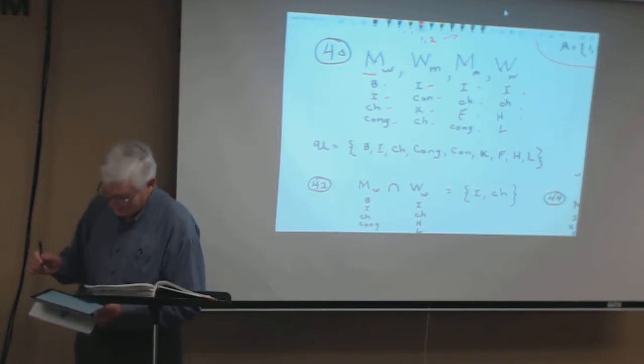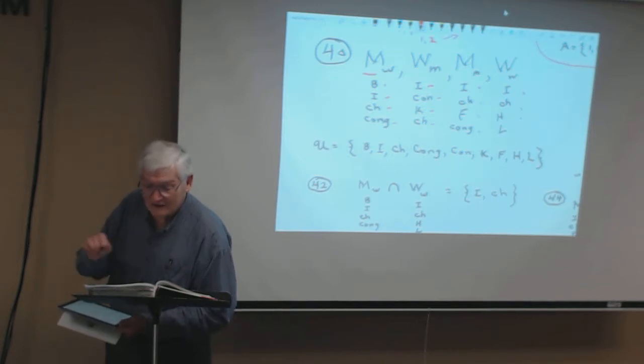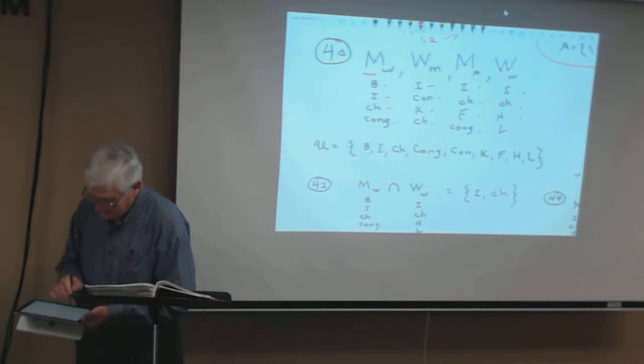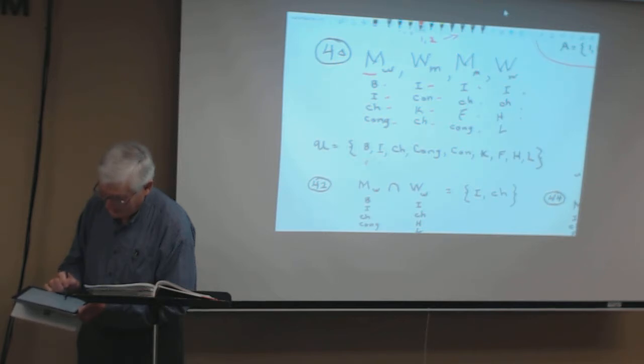Okay, so now we've got it together. Now look what problem 40 says. Find the smallest set that will serve as a universal set. So I want all these characteristics in one universal set. Well, watch how I do it. I just start with the first one and I go B, I, CH, and CONG.